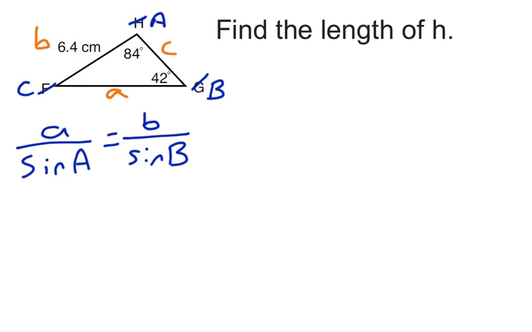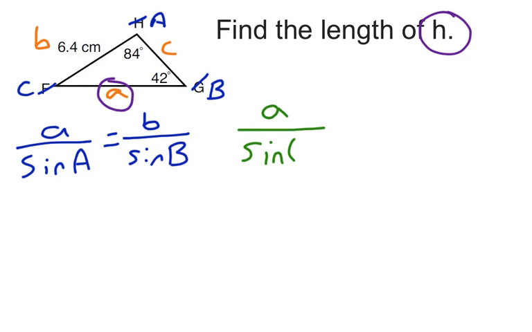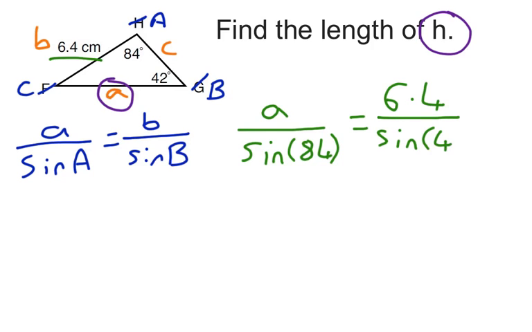So the question has asked us to find H, which is what we relabeled A, so we're finding this length here. So now that we know what we're finding, we need to use the sine rule. So we're going to substitute in our values. Well, we don't know A, that's what we're trying to work out, so that's going to stay as a letter. And that's being divided by sine of the angle opposite, which is 84. And that is equal to B, which in this case is 6.4, divided by sine of the angle at B, which is 42.